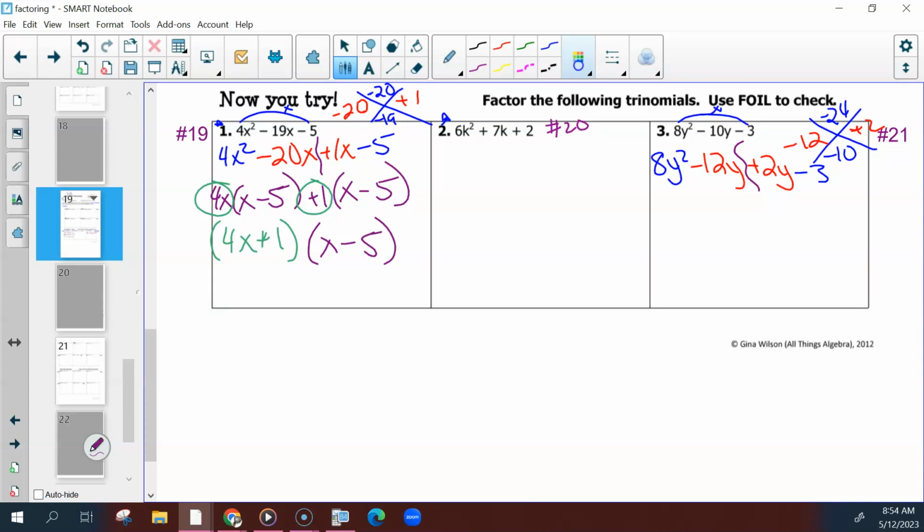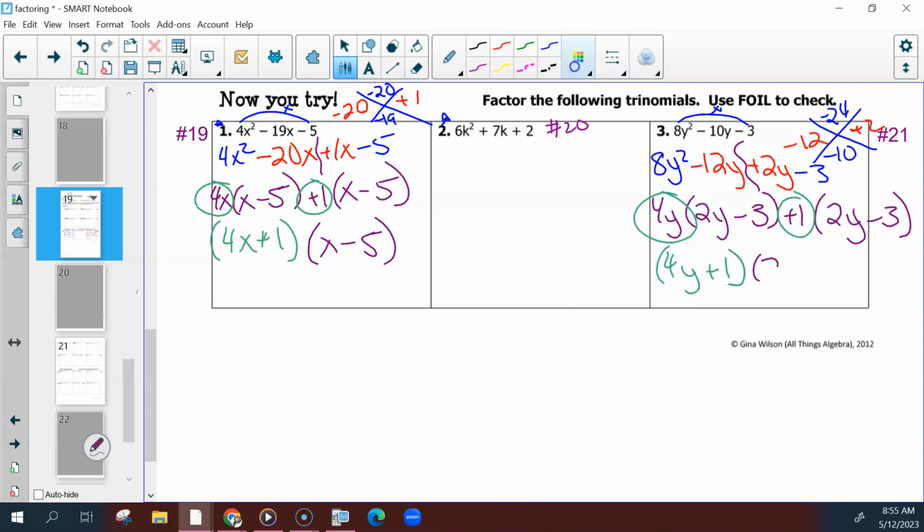What do those first two have in common? 4y. If we divide that out of both of those, what's left? Two y minus, not 2, but 3. What could we divide out of the last two? 1. Which means our inside stays the same. So then our outside factors, 4y plus 1. And then the inside factor, 2y minus 3.